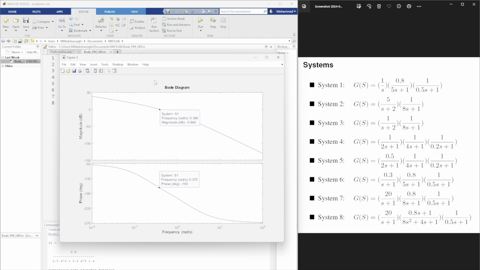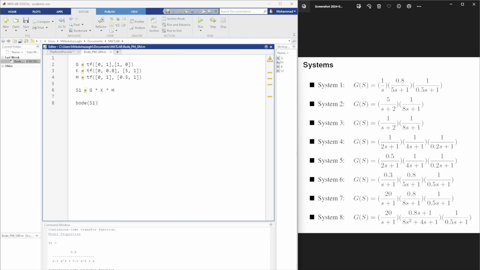So these are the basics of gain margin and phase margin, and how we can find them using MATLAB. However, there is a slightly better and easier way to find out these values without going into the detail of manually picking these points one by one. And I'll show you in the next example.